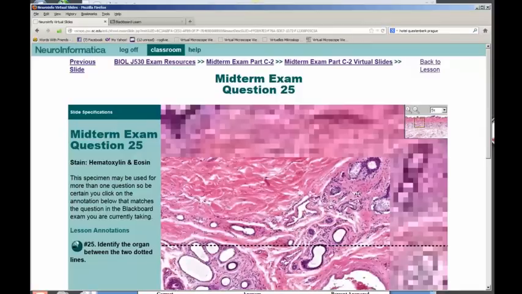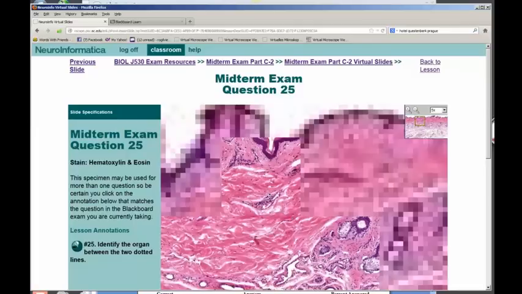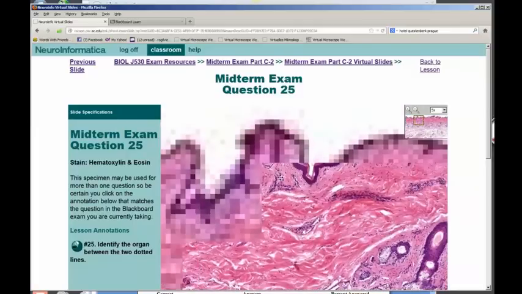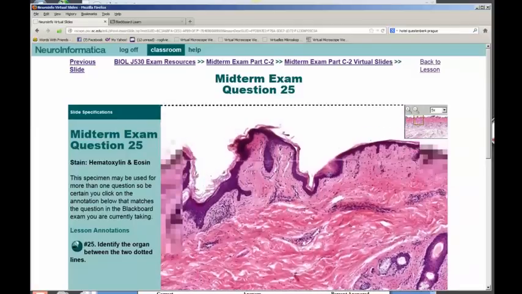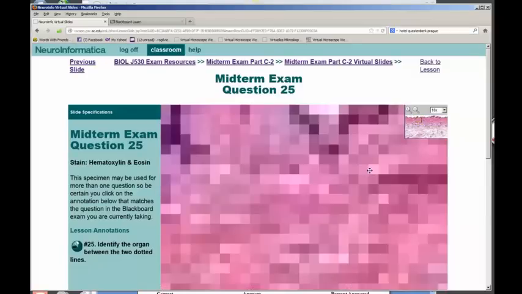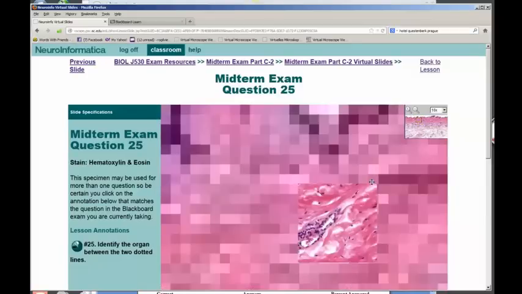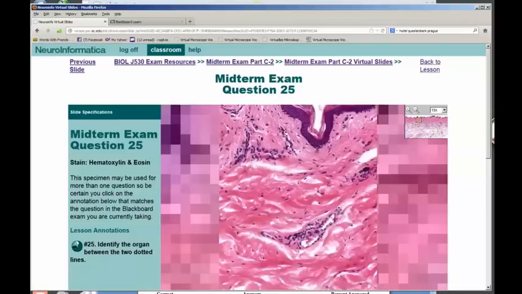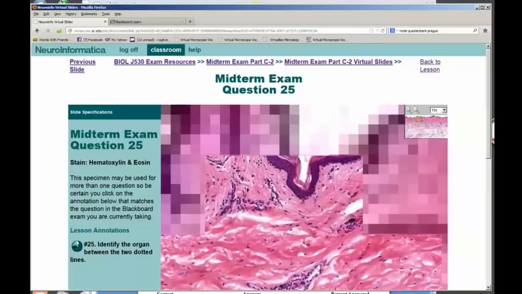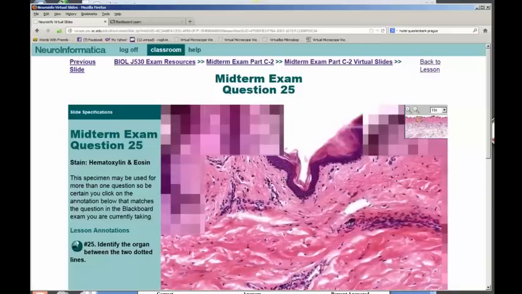Here we have the very dense, irregular connective tissue of the reticular layer of the dermis, and you have the papillary layer, and then you've got your epidermis. We're going to go one more step of magnification, and you can see blood vessels now. You can see tiny capillaries here in the papillary layer.